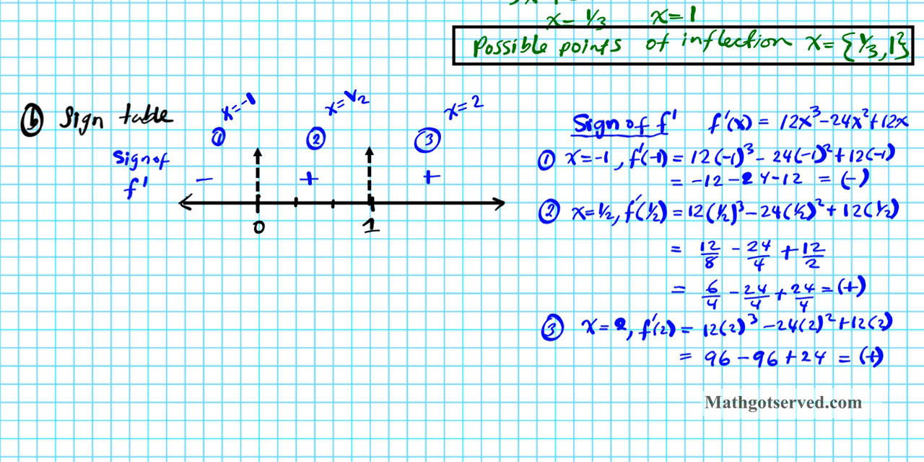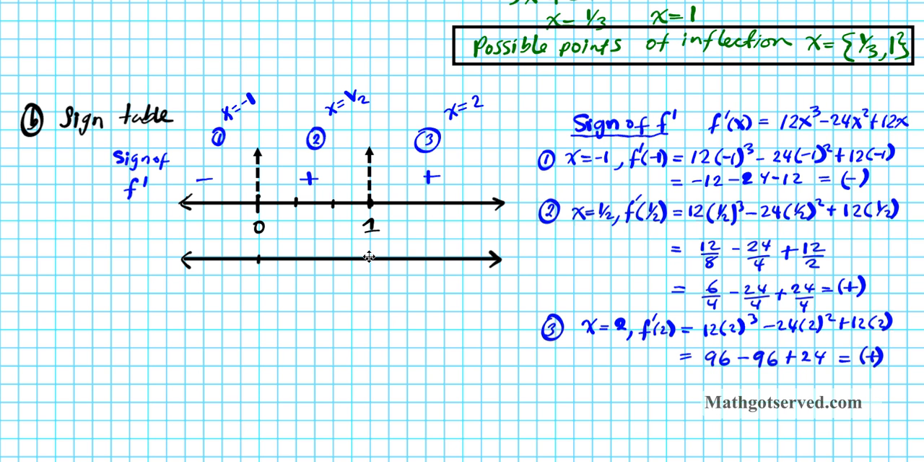Alright, now we need to find the sign of f double prime. Okay, so let's go ahead and find the sign of f double prime. I'm going to draw an identical number line underneath this one right here. So let's go ahead and draw that. So I have an identical number line, the same calibration, but the intervals are going to be different, okay?